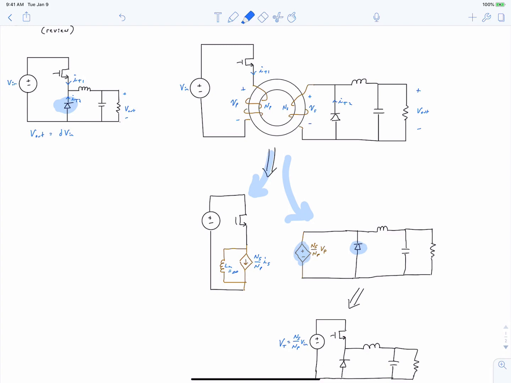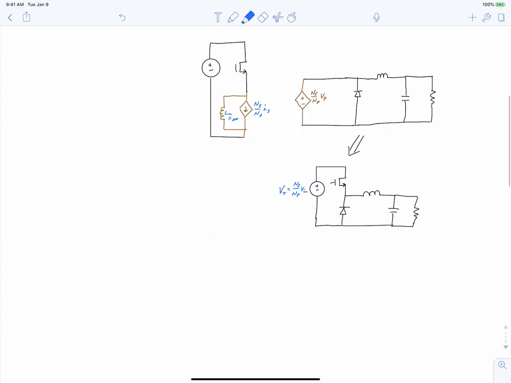And so this voltage source right here is alternating between 0 volts and Ns by Np times Vp, or in other words, it's alternating between 0 volts and the turns ratio times our input voltage, or our throw voltage. Since that voltage is alternating between 0 volts when the MOSFET is off and Ns by Np times our throw voltage when the MOSFET is on, we can draw this as an effective buck converter right here, where we modify our throw voltage to be Ns by Np times Vin. So we've taken our turns ratio and used it to scale our input voltage.